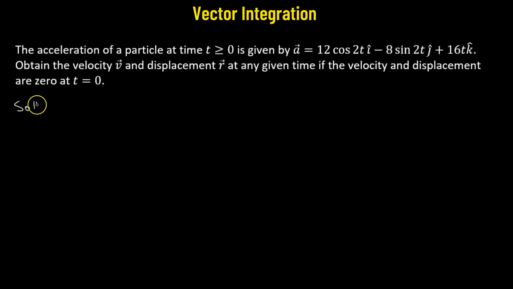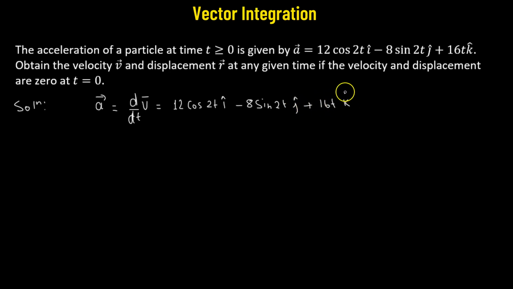So let's begin. Here we are provided with the acceleration vector. The acceleration vector is simply the time derivative of our velocity vector, dv/dt, meaning the same thing. So that means this will be equal to 12 cosine 2t i cap minus 8 sine 2t j cap plus 16 t k cap. So let's label this as equation number 1.